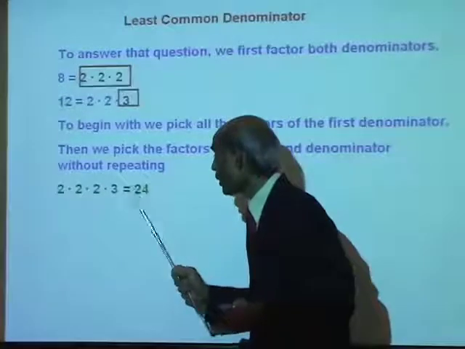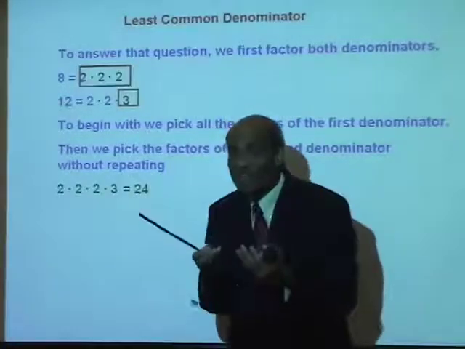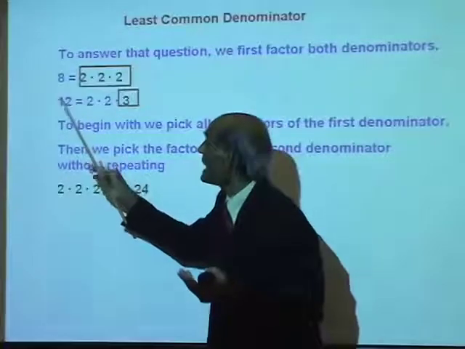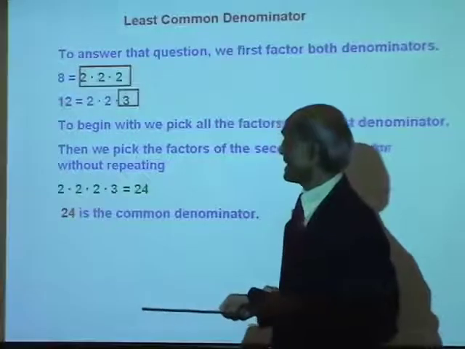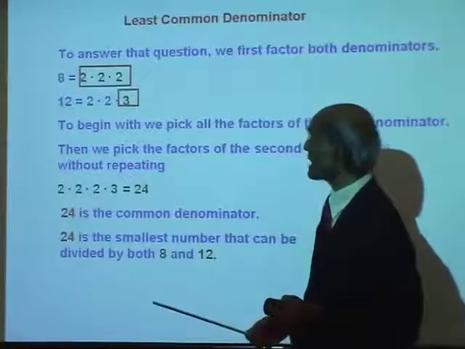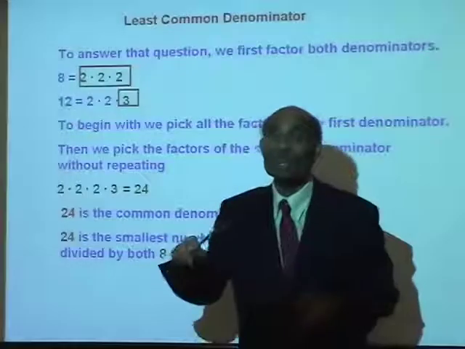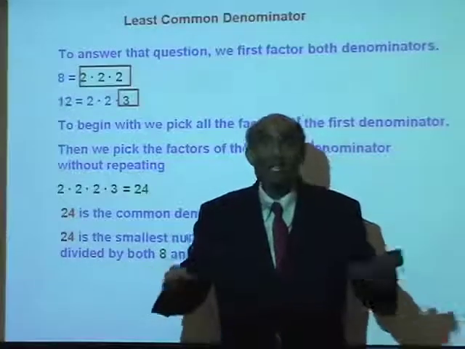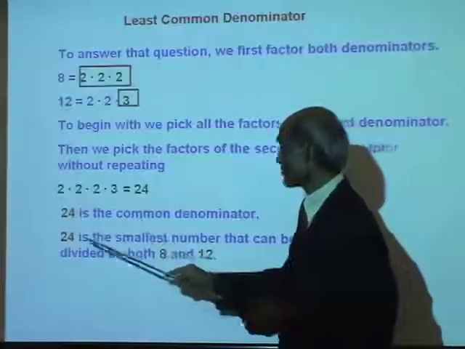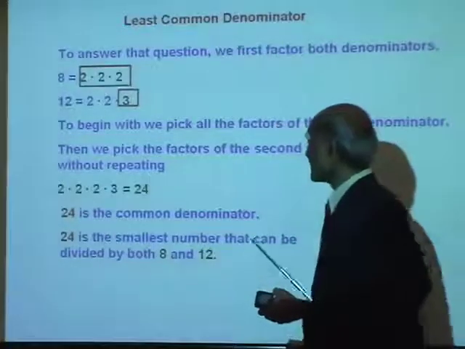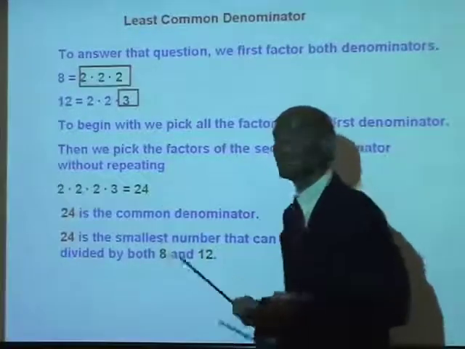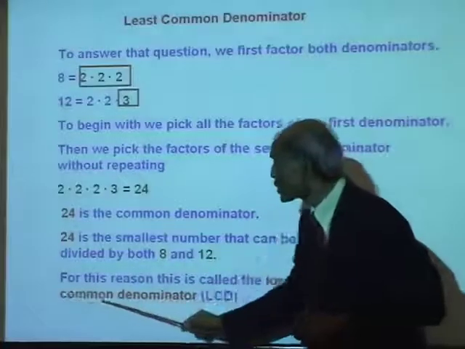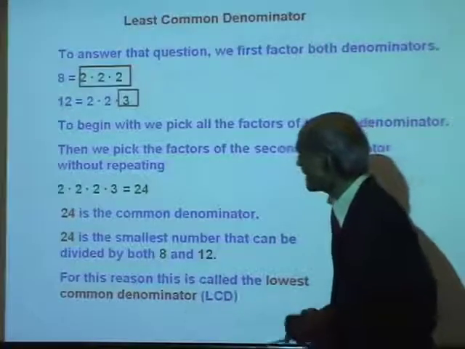Therefore, this is called the lowest number. You see, that is the lowest number that can be divided by both 8 and 12. And for that reason, we actually call it the lowest common denominator. That's the lowest possible number that can be your common denominator. So 24 is the smallest number that can be divided by both 8 and 12. And for that reason, we call it the lowest common denominator, or LCD.